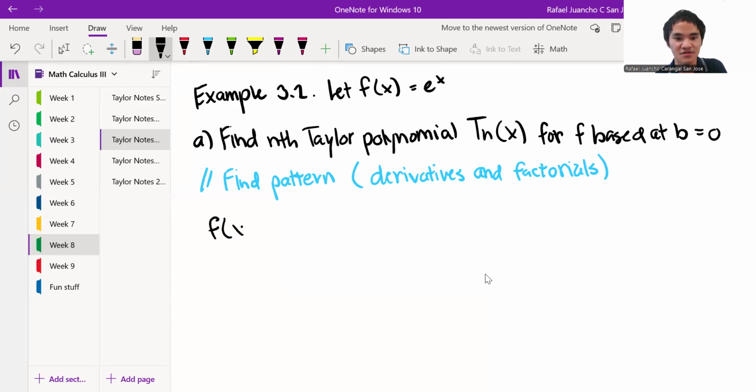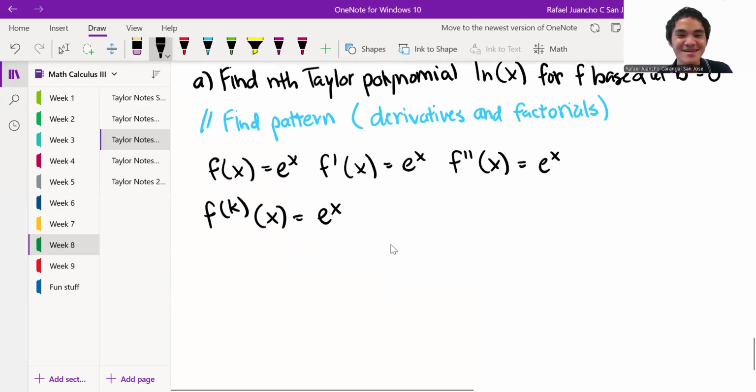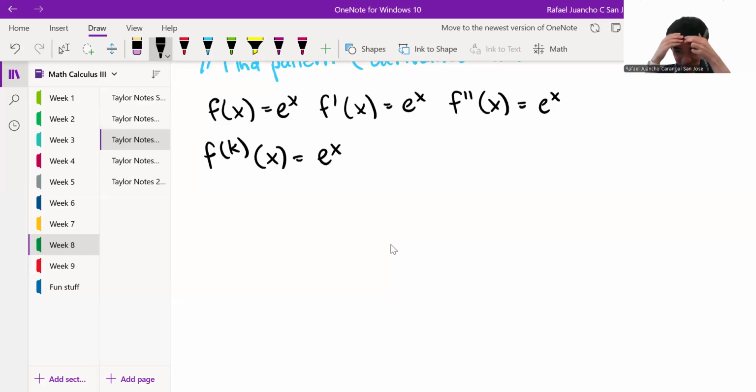So f of x, you know what's funny? These are all the same. F prime of x is this. F double prime is this. So that means my kth derivative doesn't really matter because it would just be e to the x. So that's the funny part. It's not much hard work here. Okay, cool. So now that we've done the work and found the pattern, yes, that's the pattern, right?